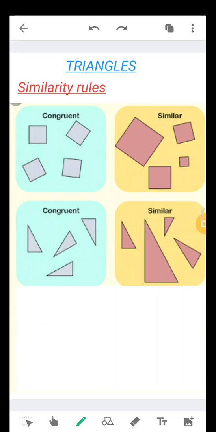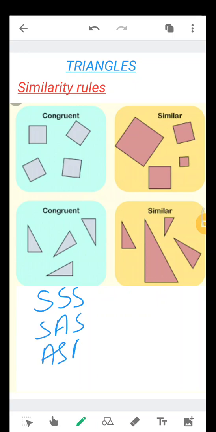We used different rules to prove triangles are congruent, like the SSS congruency rule, SAS, ASA, AAS, and we used RHS also. These were the rules we used to prove the triangles are congruent, and we used this symbol for congruency. Okay, now let us discuss similarity of triangles.